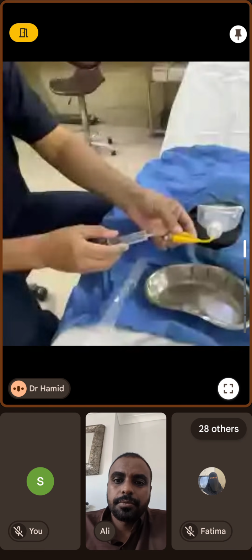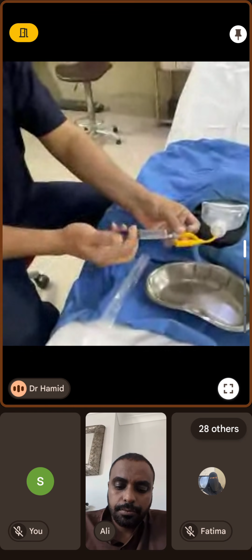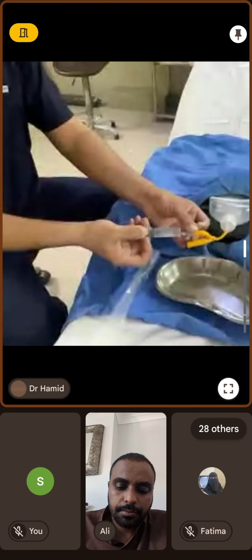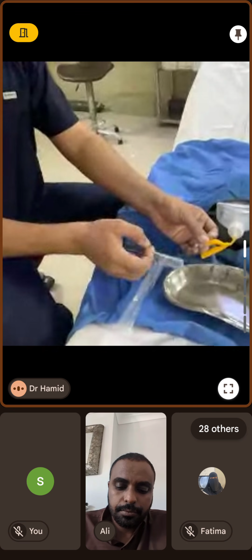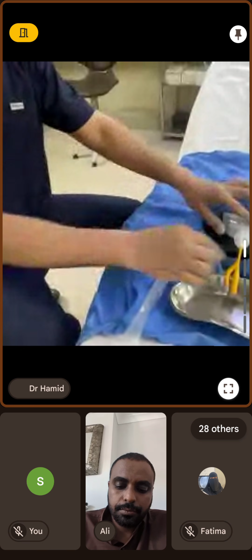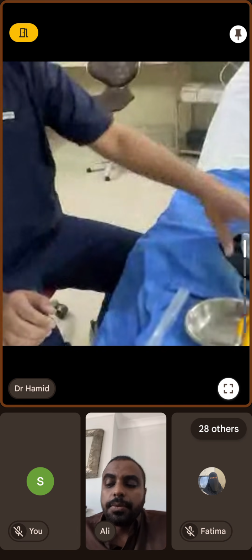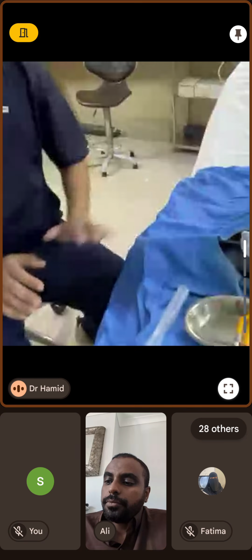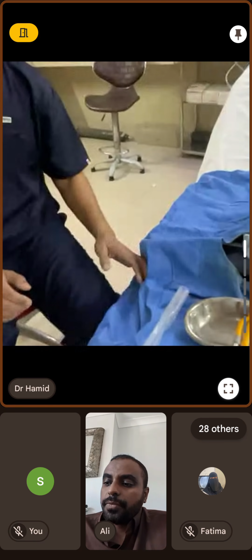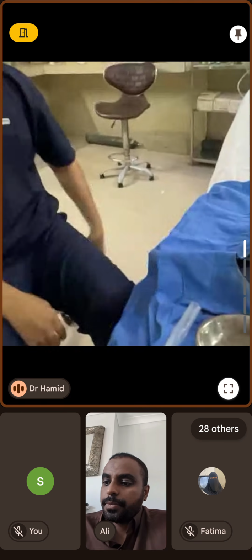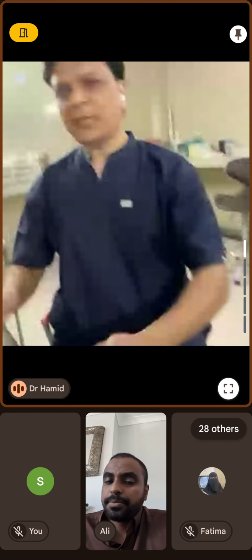I'll be inflating this with the 10 ml distilled water inside and just connect it with the urine bag. Okay. So are you getting relief now? Yeah. Okay, thank you. I'll just dispose all this in the waste.